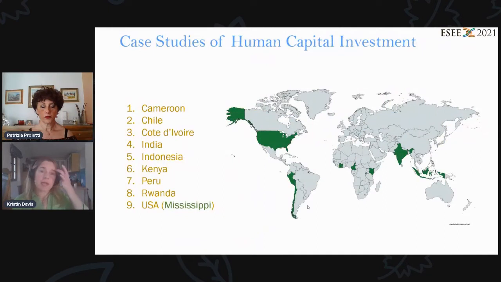We selected, as I said, 9 different case studies to look at. There were investment projects by different entities. Some of them were by the International Fund for Agricultural Development, the World Bank, some government ones, and others in these countries: Cameroon, Chile, Cote d'Ivoire, India, Indonesia, Kenya, Peru, Rwanda, and the United States.